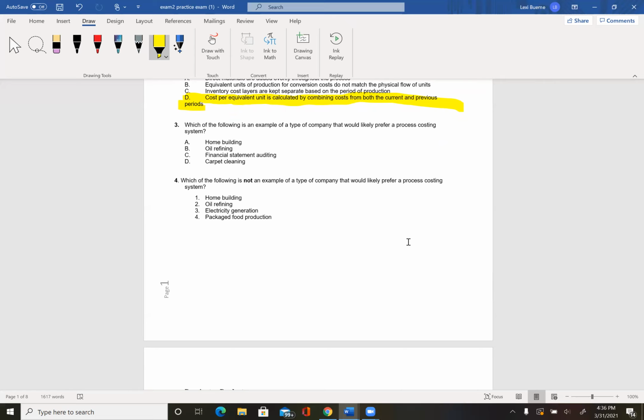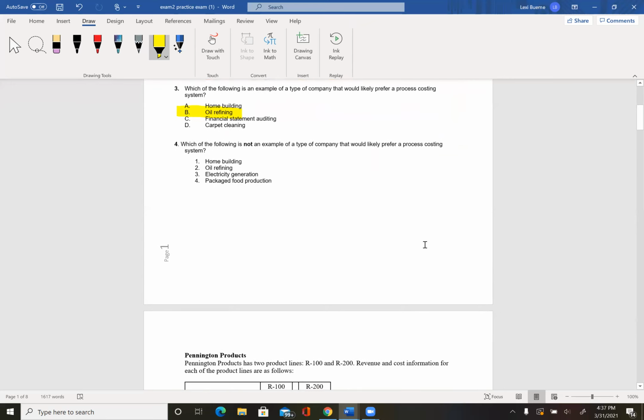For 3, which of the following is an example of a type of company that would most likely prefer a process costing system? That is going to be B, oil refining. The reason being is because oil refining is going to be a mass production just continuously going, versus the other ones are more like specific products for one job.